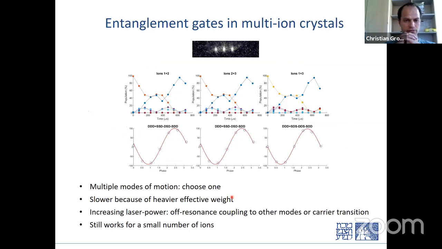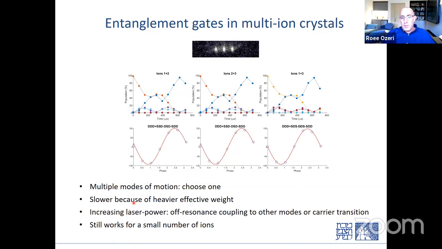Okay, so in order to build a quantum computer, having two ions is not sufficient. What you need to do is put more ions in your trap. What you see here is a crystal of three ions. And again, using techniques in which we focus our lasers only on the ions we'd like, we can choose the ions that we would like to participate in a given entanglement gate. So we can choose ions one and two, for example, and entangle only those two.